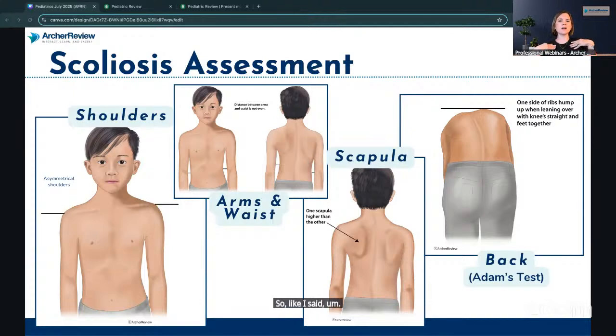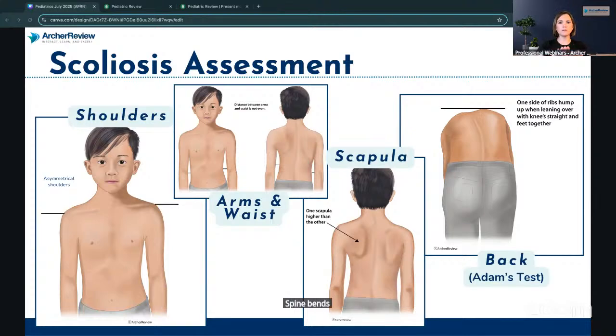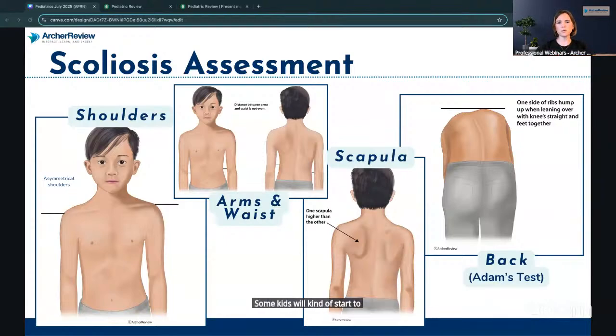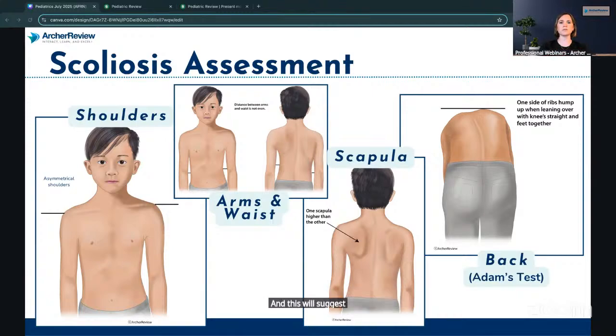If one hip is higher than the other one, you're going to want to do that Adams bend forward test. And that's the far right picture. I usually tell parents or patients to put their hands in a little praying position and go straight down, and have them go slowly so you can really see how the spine bends. Again, with their feet together, toes even, and make sure they're keeping their legs straight. Some kids will start to bend those knees forward, so just make sure their legs are staying straight. And this will suggest any rotational deformity.